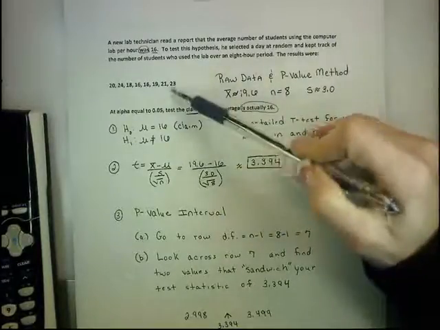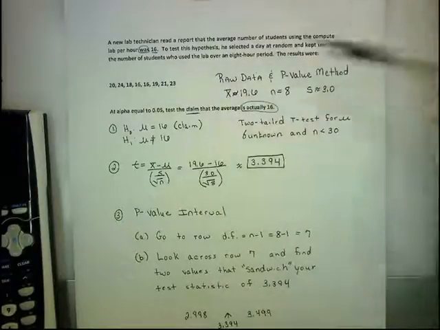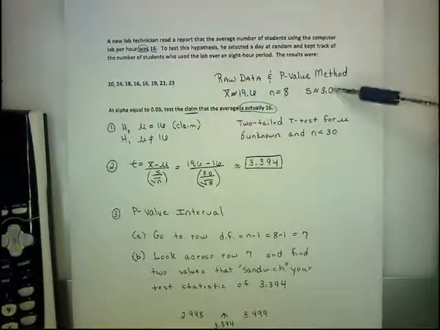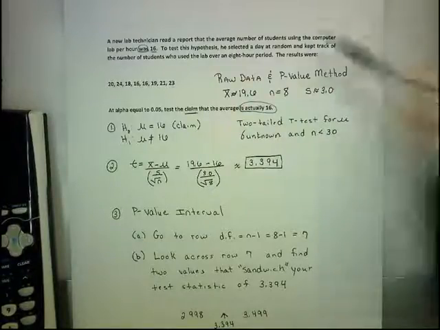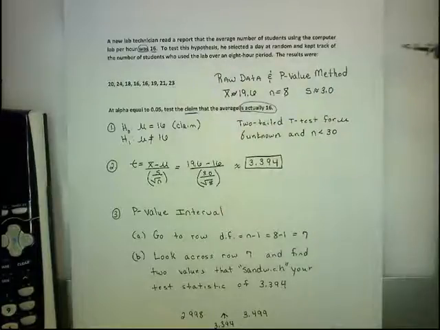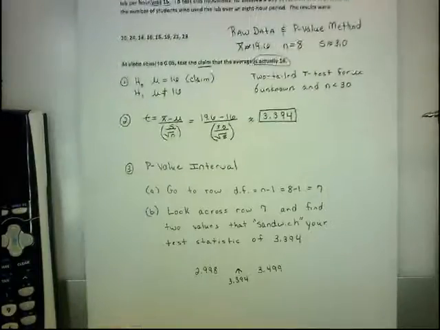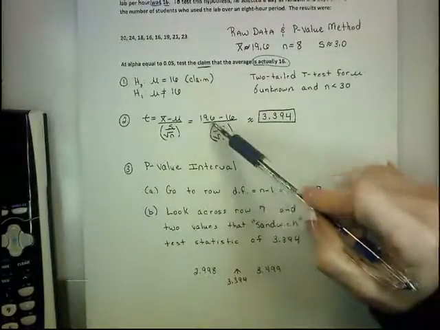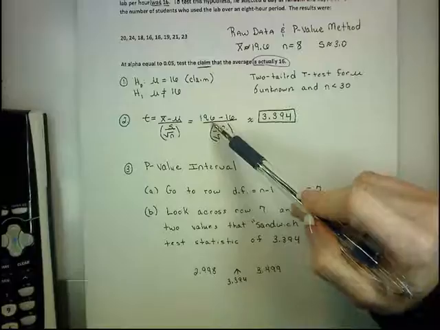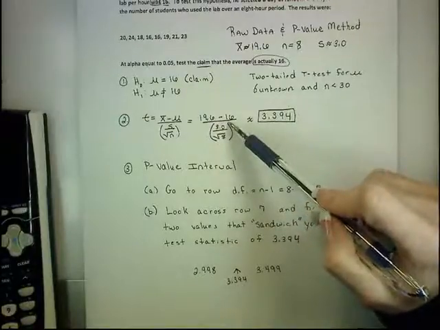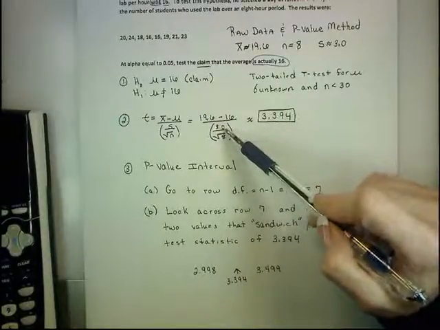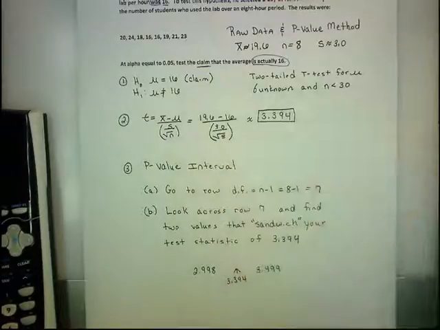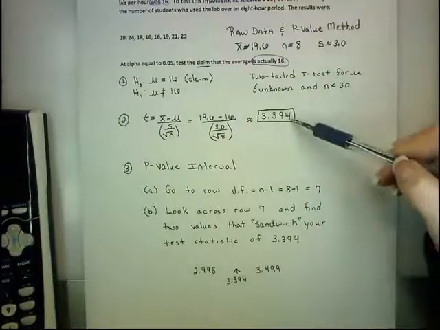I'm not going to put this in L1, but you could put it in your column. Those of you that don't have a TI-84, you're going to have to find S by hand using the formula way back in Chapter 3. But it is 3.0 to the nearest tenth because my raw data values are whole numbers. And that's the rounding rule from Chapter 3. Next step would be the test statistic, and that's the 19.6 that we calculated minus my claim of 16 divided by my sample standard deviation that we calculated divided by the square root of 8, and I got 3.394.